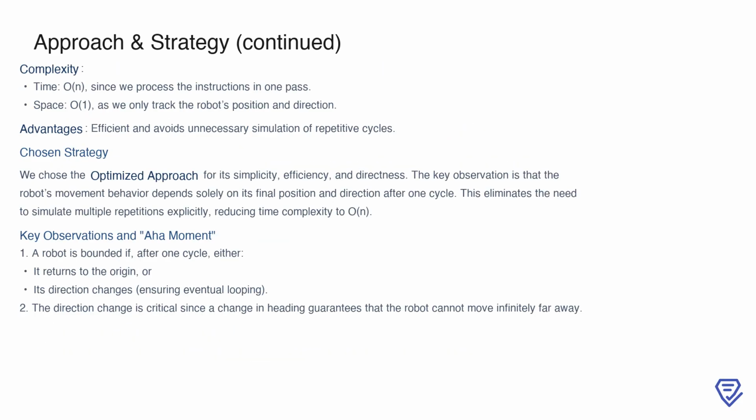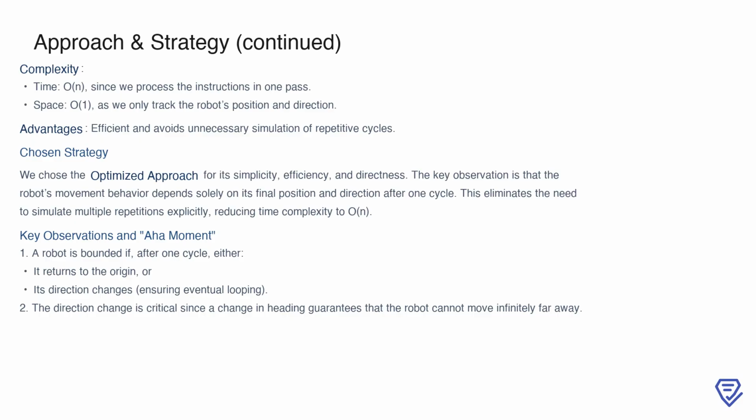This optimized approach has a significant advantage over the brute force method in terms of efficiency. Since we only process the instruction string once, the time complexity is reduced to O(n), where n is the length of the instruction string. The space complexity remains O(1), as we only need to track the robot's current position and direction. This eliminates the overhead of simulating repeated cycles. The simplicity and efficiency of this approach make it an excellent choice for solving the problem.